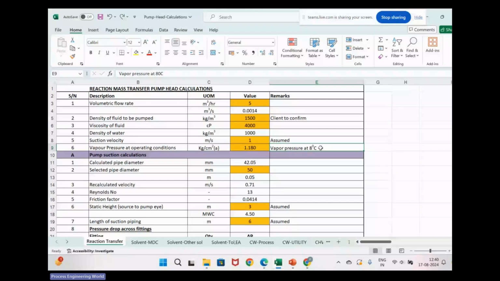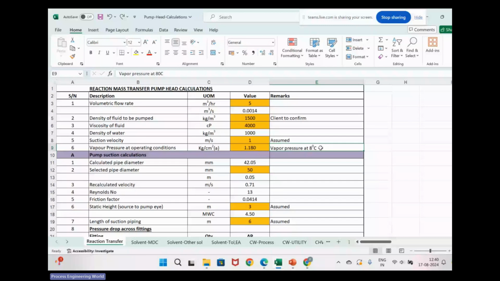So how will you get the vapor pressure? If it is a normal chemical, you can get it from the internet. If it is not a normal chemical, then you need to perform an experiment in the process safety lab. From there, you will get the vapor pressure of that chemical at different temperatures. You need to see that graph. The process safety engineers will provide you a graph with vapor pressure at different temperatures. At whatever temperature you need the value, you just mention it.